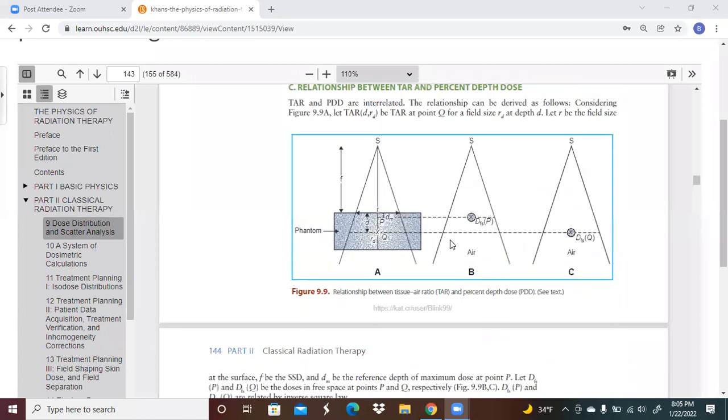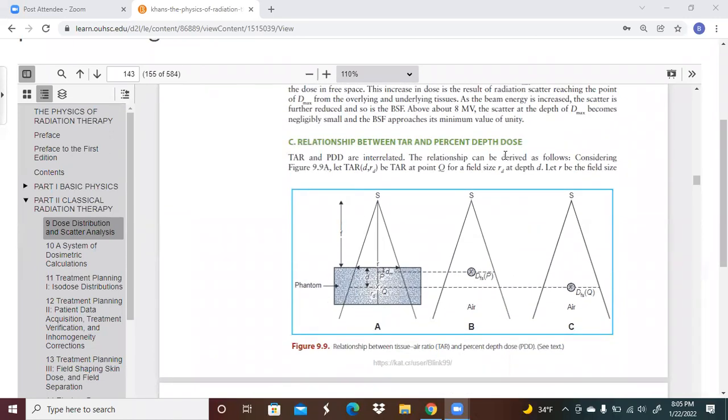So now, how does one go about relating TAR and percent depth dose? You can kind of see the relationship here, where in this particular situation you've got a certain reference depth that you're looking at. You've got your Dmax at this particular point, and then you're actually interested in a point here. So you can see the measurement in air, the dose in free space at this point, and the dose in free space at this point. So you can see how these two can be related.